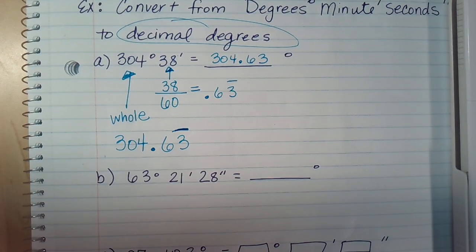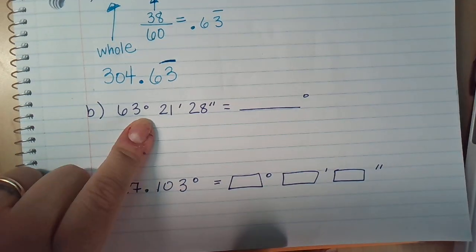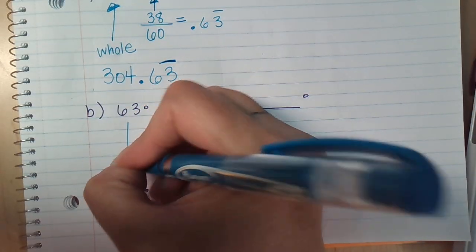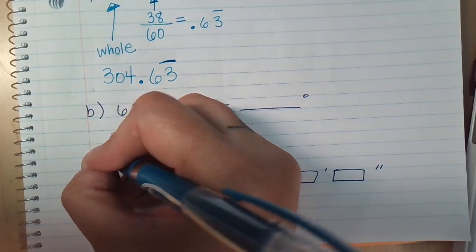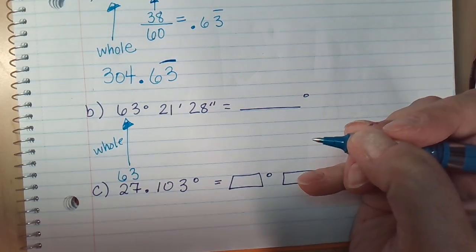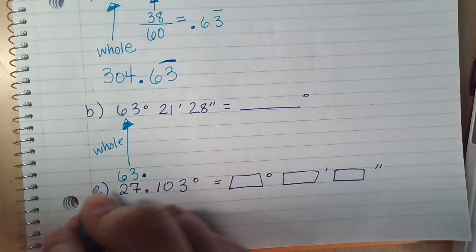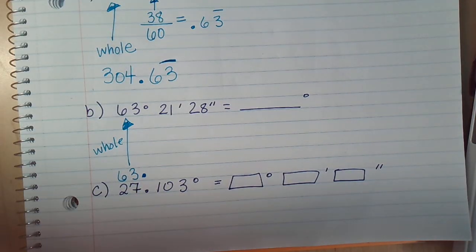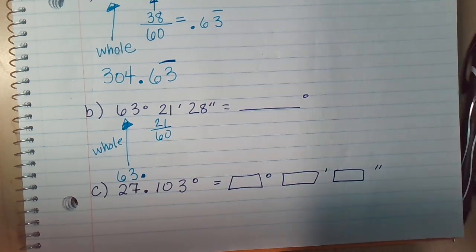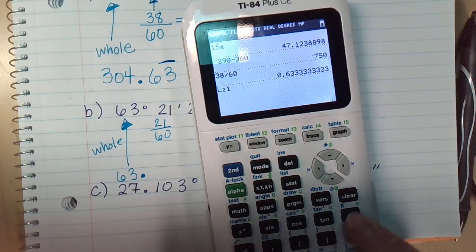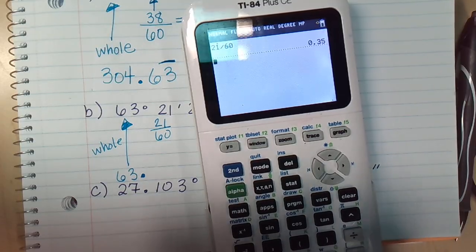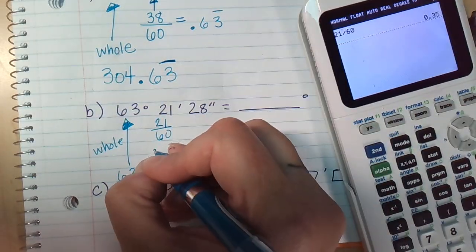Or if you wanted to round it to the tenth, it would be 304.6. Okay, look at your homework to see what they want you to round to. All right, let's go to part B. Same thing. This 63 degrees is going to be the whole part, whole with a W, the whole part of the decimal. So it's going to be 63 decimal. Then I'm going to take that 21 and divide it by 60 and get the decimal. 21 divided by 60. That's 0.35.